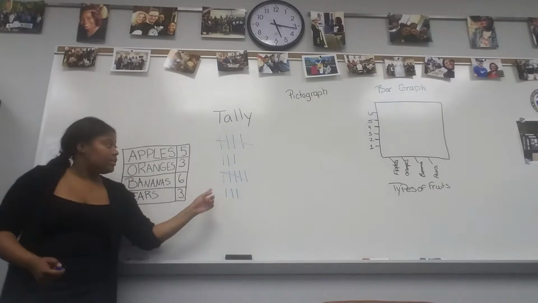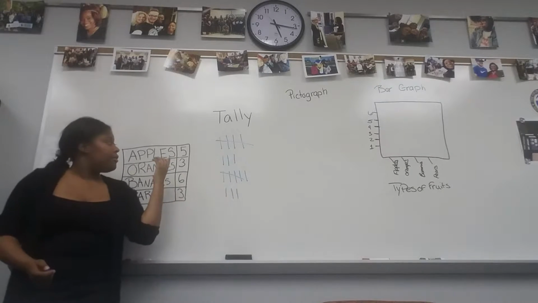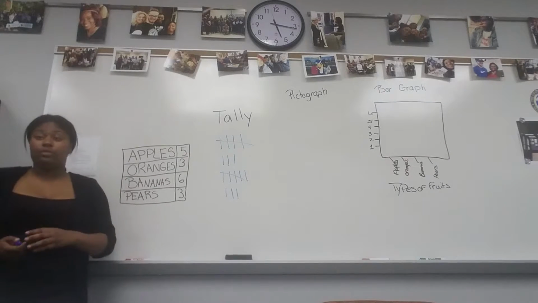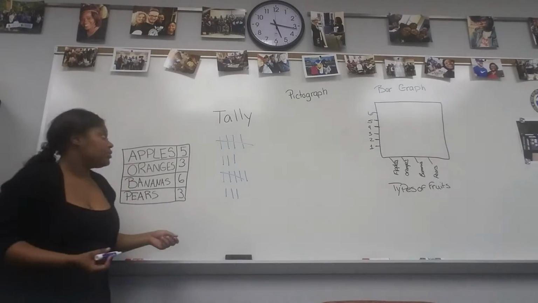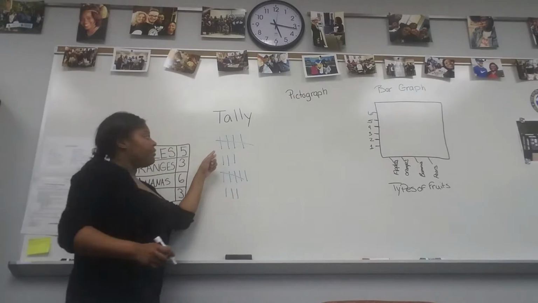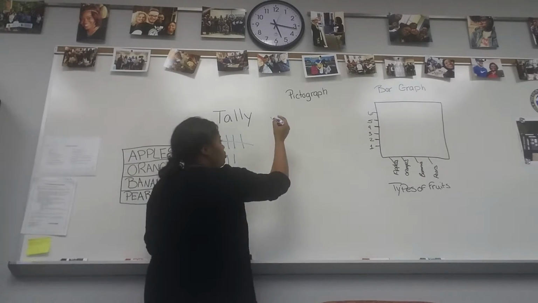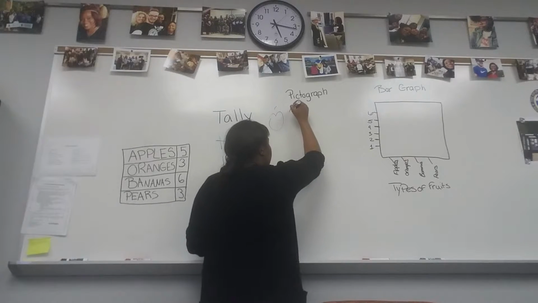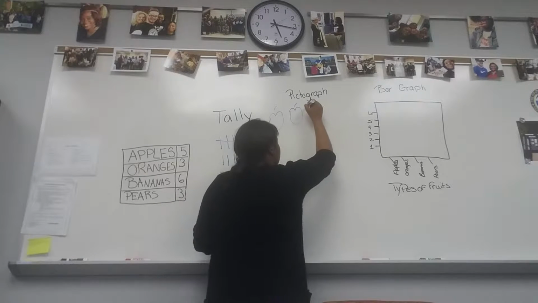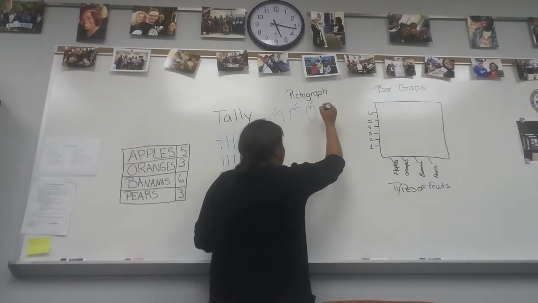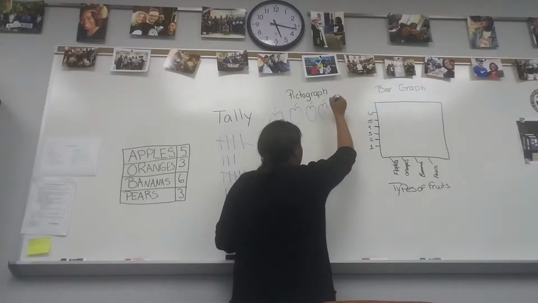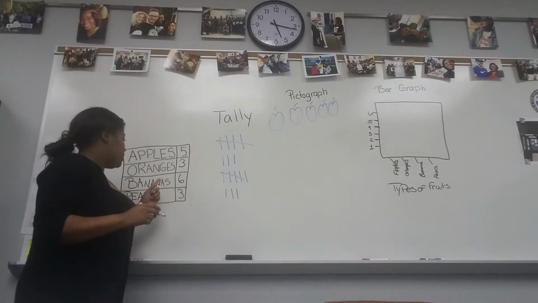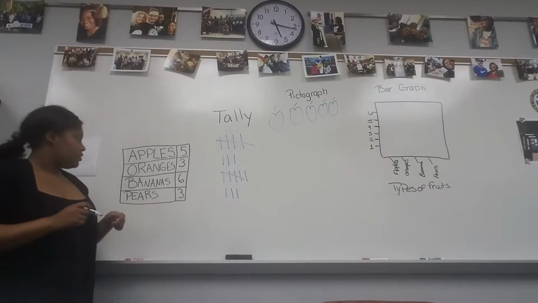So instead of using the single tick marks for each apple or each banana or pear, you're going to use a picture of that. We're going to start with apples. Since we have 5 apples, we're going to draw 5 apples. 1, 2, 3, 4, 5. And then the same thing goes for oranges, bananas, and pears.